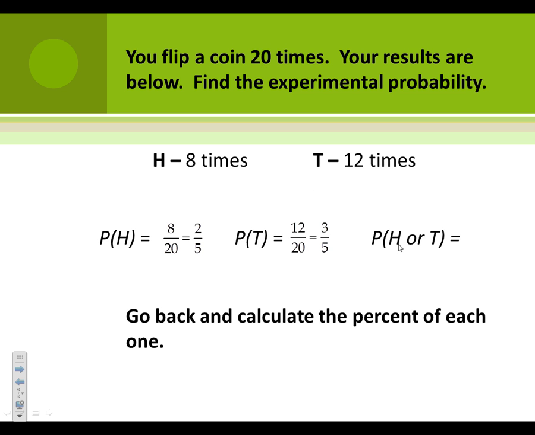What's the probability of heads or tails? Well, that's all I'm going to get, which is again 12 plus 8, which is 20 over 20, or 1. Go back and calculate the percent of each one so you can keep that refreshed and know how to answer the question. 2/5 becomes 40%, 3/5 becomes 60%, and 1 becomes 100%.